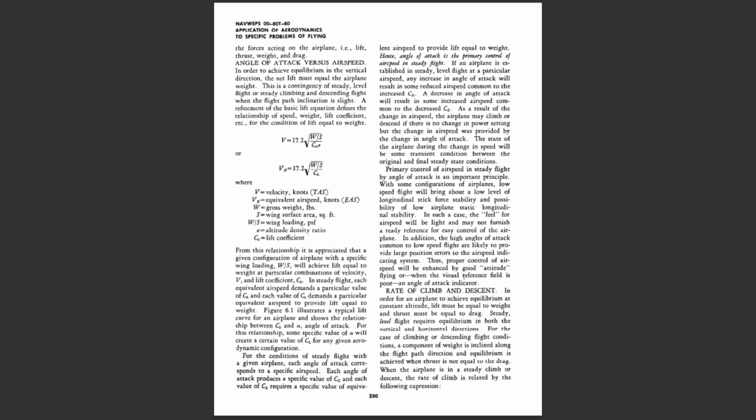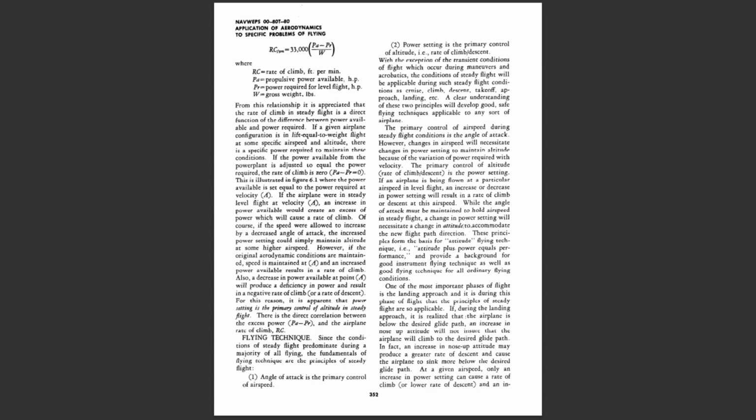When the airplane is in a steady climb or descent, the rate of climb is related by the following expression. RC sub FPM equals 33,000 times the quantity PA minus PR over W, where RC equals rate of climb in feet per minute, PA equals propulsive power available in horsepower, PR equals power required for level flight in horsepower, and W equals gross weight in pounds.